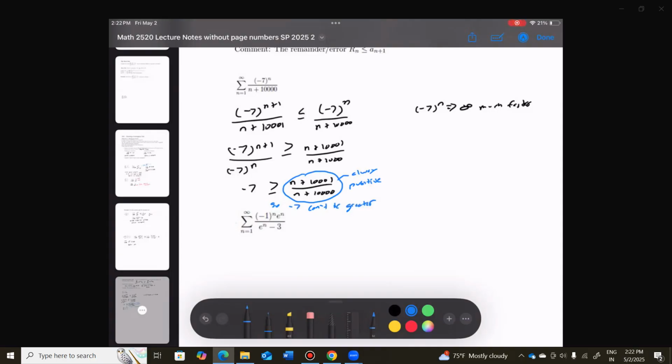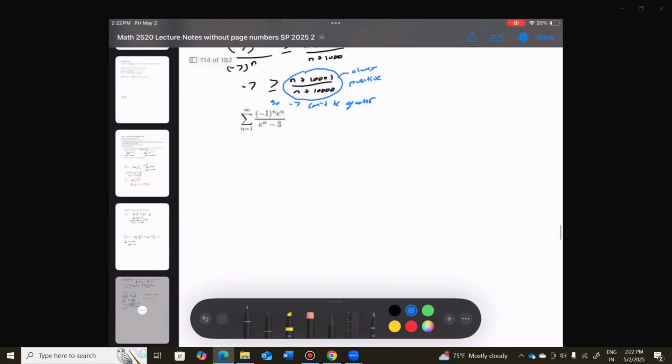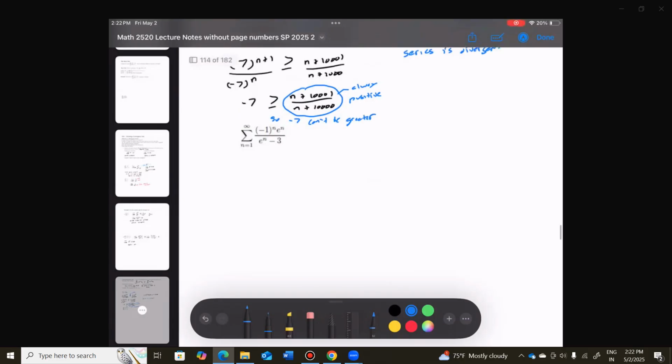Okay, which means this is untrue. So it's really this side, which means that this series is divergent. Next one, negative 1 to the n, e to the n over e to the n minus 3. We'll look at this as b sub n is e to the n over e to the n minus 3.